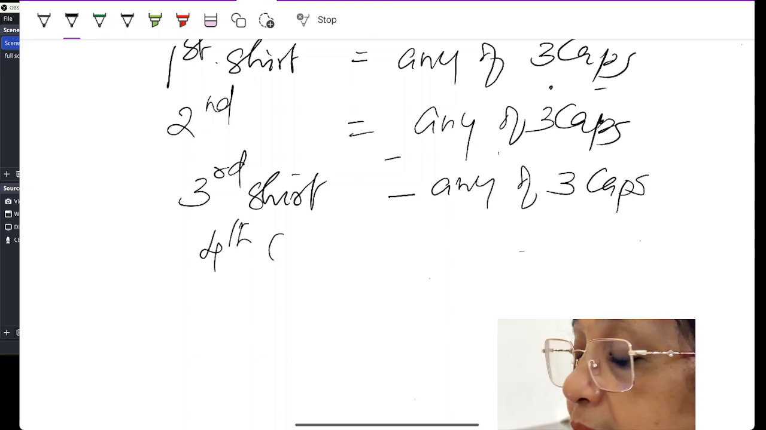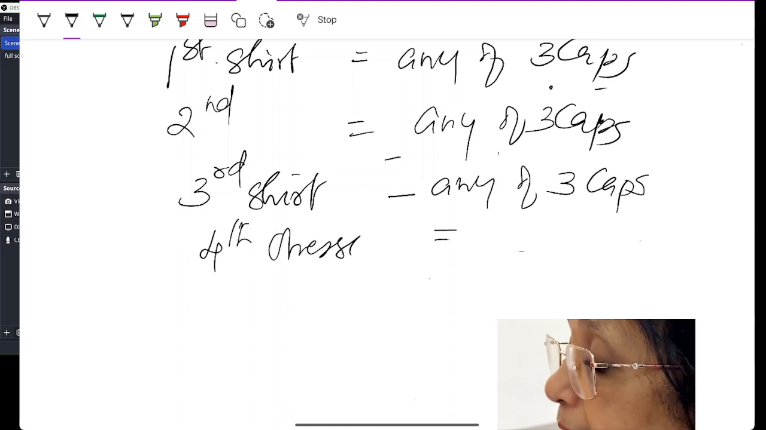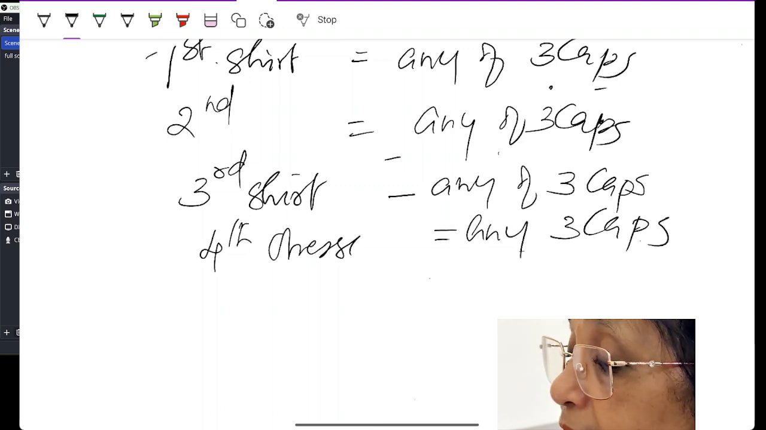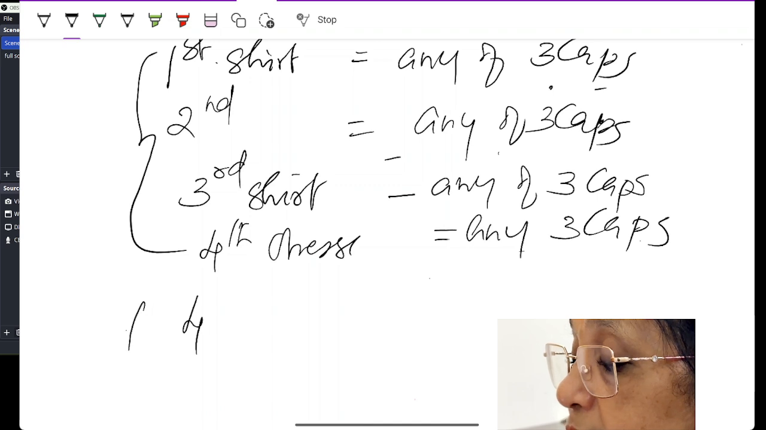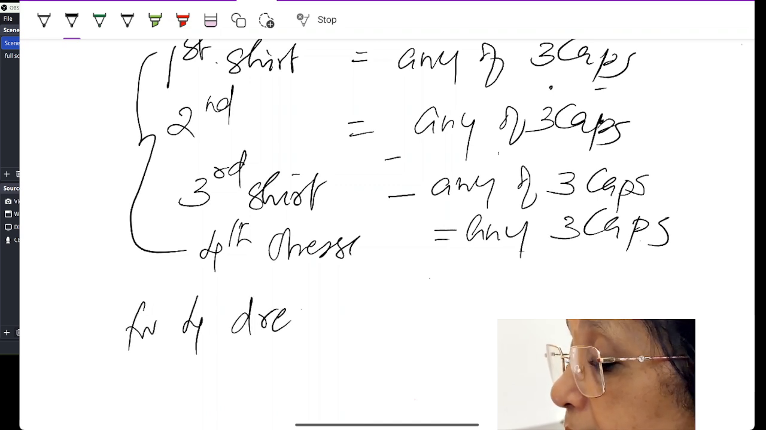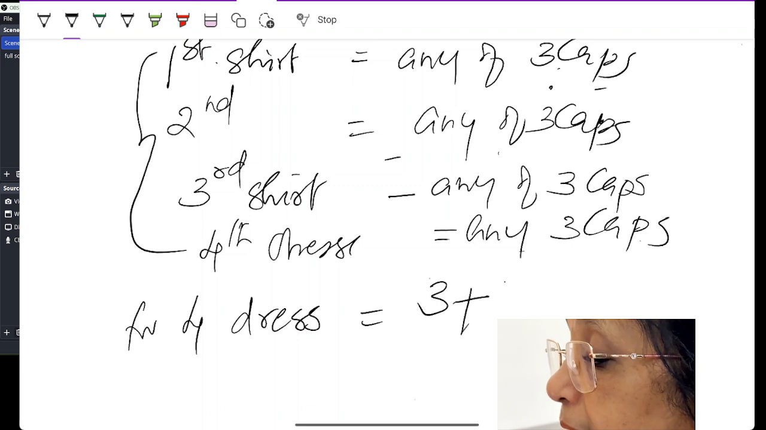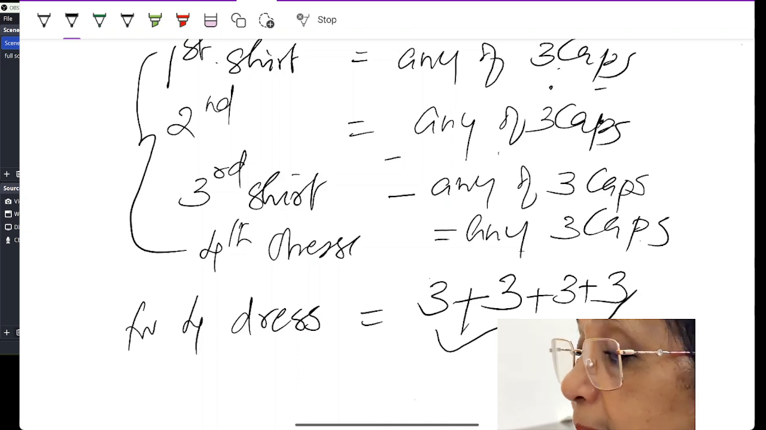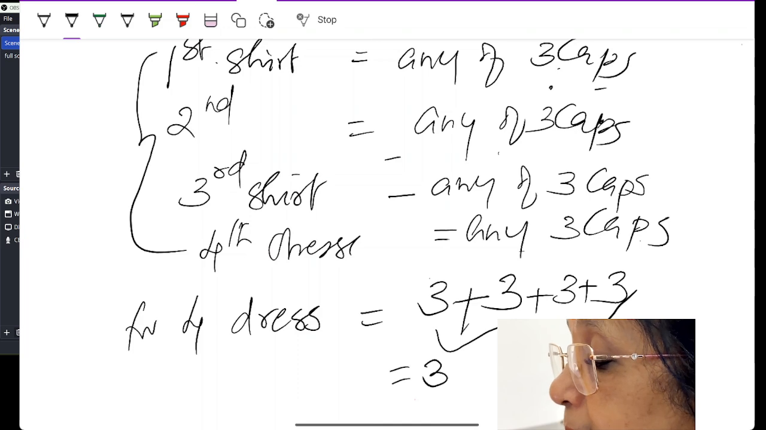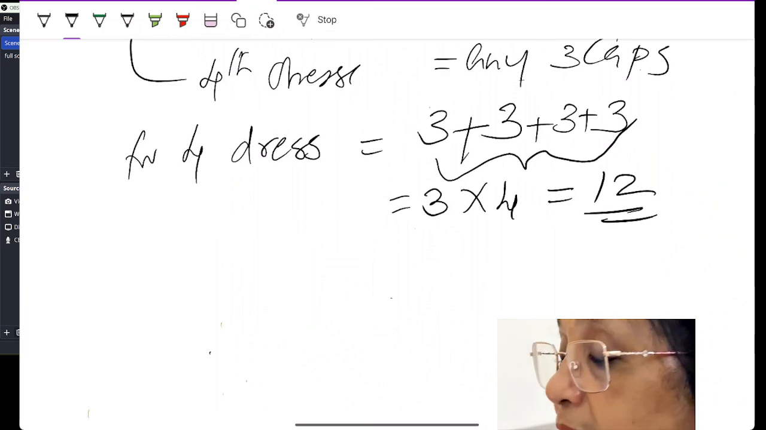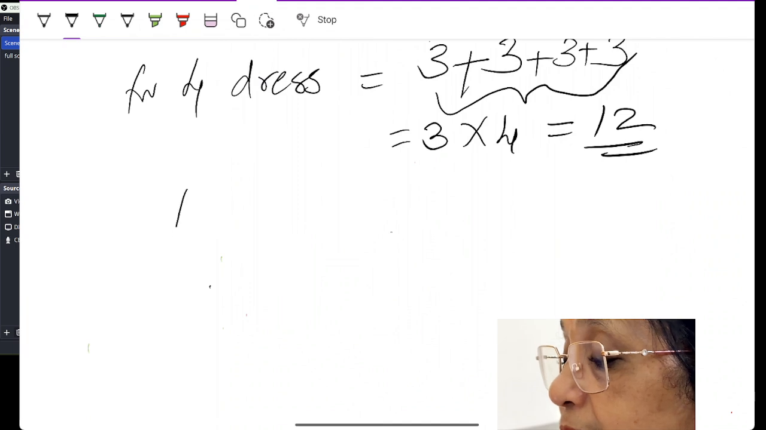Then for the fourth dress, he can take any from the 3 caps. So for all these dresses, he can take 3 caps. That is 3 plus 3 plus 3 plus 3, which is 3 multiplied 4 times. So 3 into 4 means 12. So he can make 12 combinations.